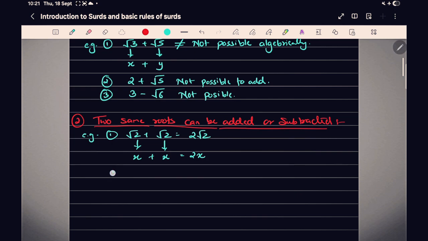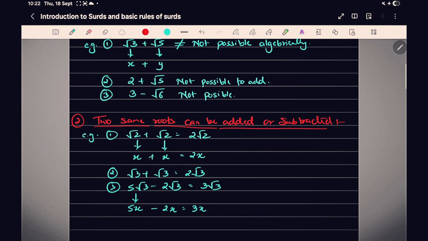Okay, it can also be like √3 plus √3 is 2√3. It can also be like 5√3 minus 2√3. So this can be written as 5x. This can be written as 2x, which gives me 3x. So the answer is 3√3.